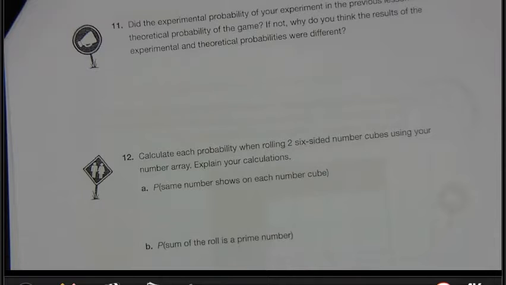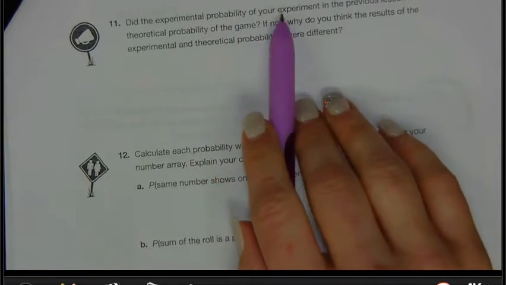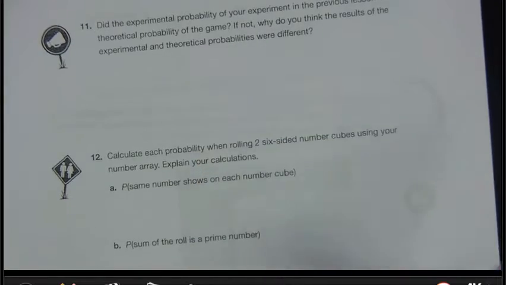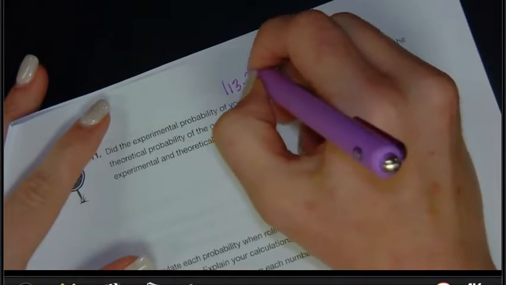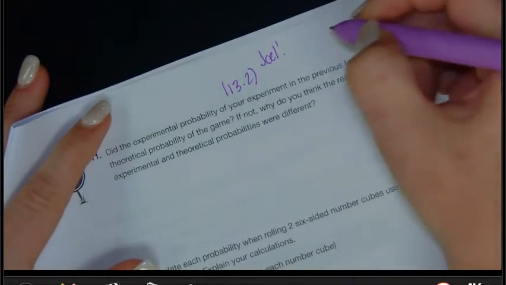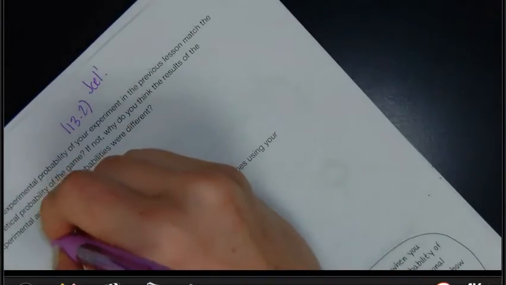All right. So looking at number 11 now that we know that it's going to be a tie, I want to see, did the experimental probability of your experiment in the previous lesson match the theoretical probability of my game? So on 13.2, you guys probably need to look back in your section. In 13.2, I said that Joel was going to win, okay? But based on our theory, it says that it's a tie. So did it match their answer? Sorry, I had to reread it.